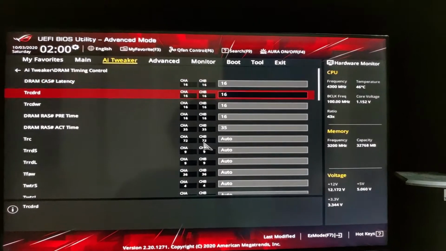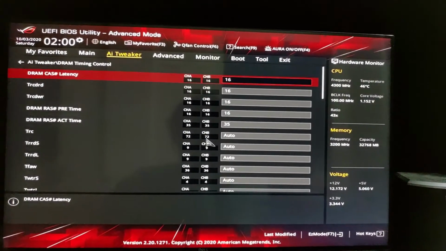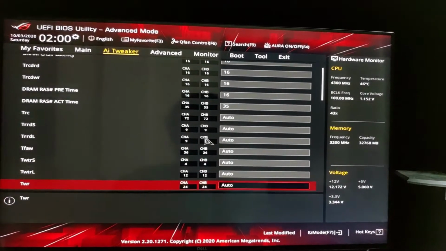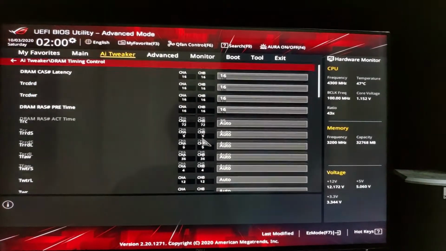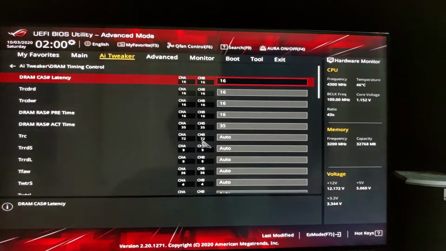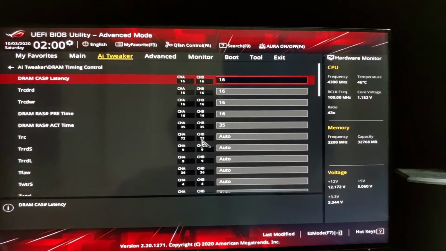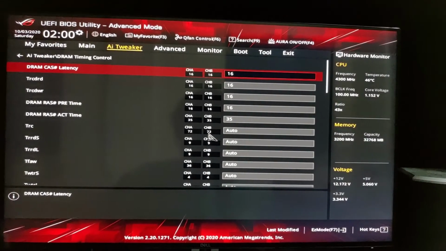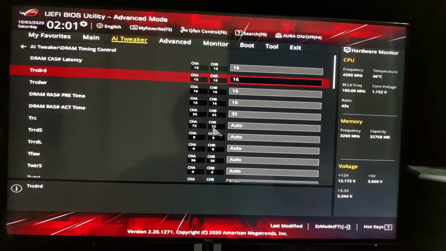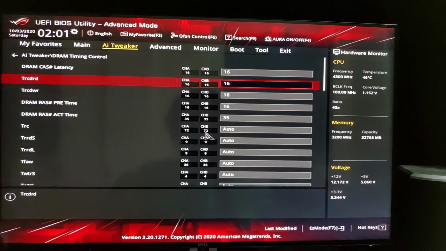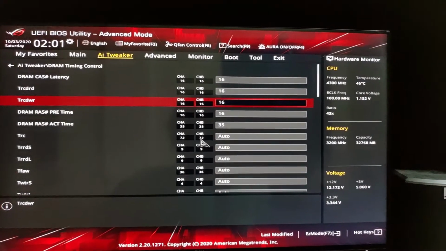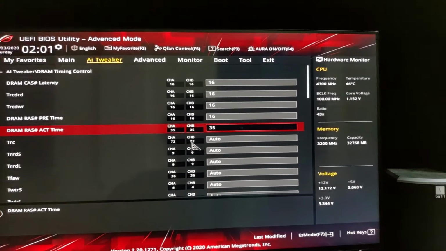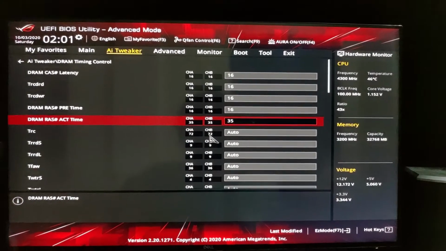So these things you will have to experiment a bit. I am going to mention what I did with my system in a short while. Firstly, I will mention the most mention-worthy parameters for your RAM overclock. This is the CAS latency, and you would like this to be as low as possible without getting unstable. And the same goes for the TRCDRD, TRCDWR, DRAM RAS to pre-charge time, and DRAM RAS activation time.